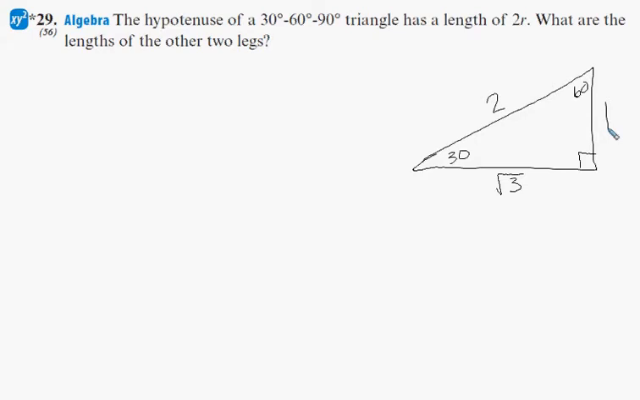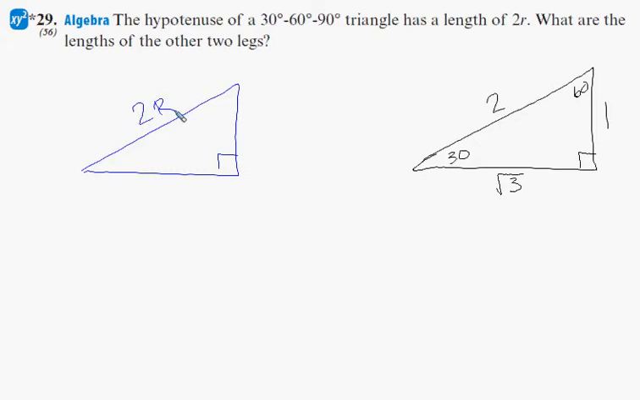All right, now I'm going to draw the actual triangle that we've been given. And we'll just sketch it right here. It says that the hypotenuse is 2r, all right? What are the lengths of the other two legs? Well, we just have to set up a proportion. Shouldn't be that hard. It's just that the algebra is a little bit ugly, okay?